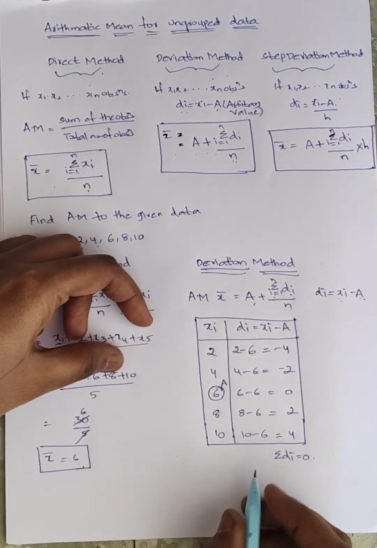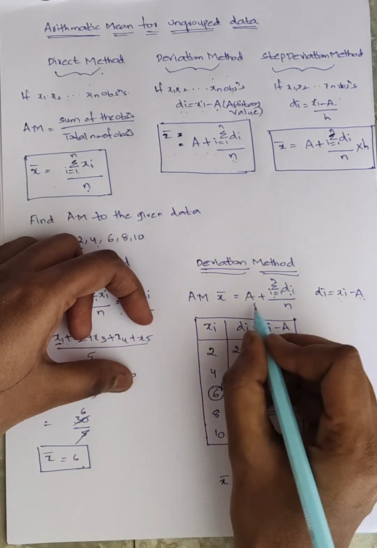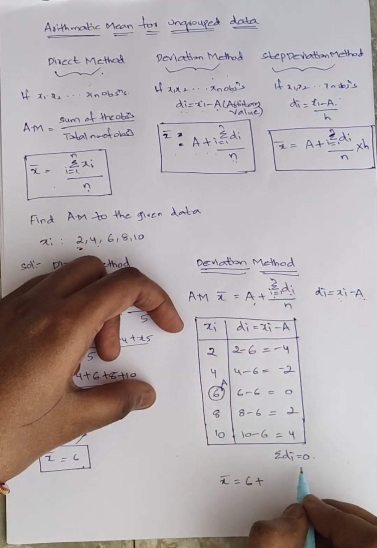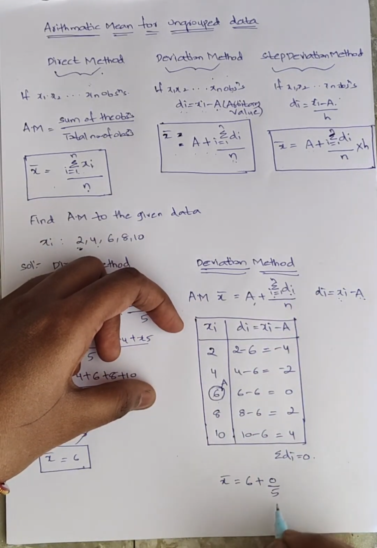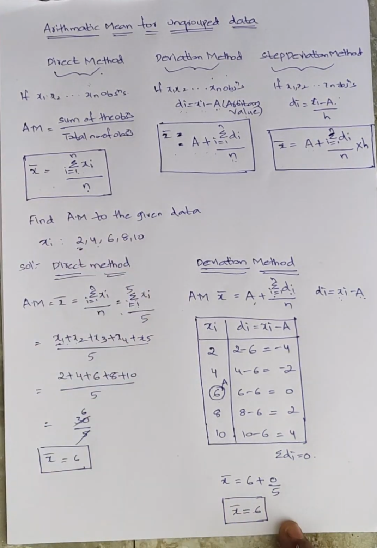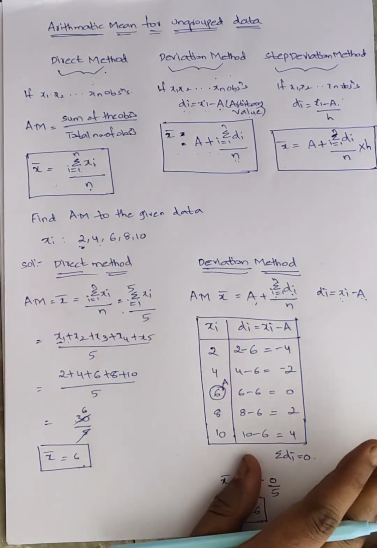Now substitute in the formula. X bar is equal to a, a is nothing but 6, plus summation di value is 0 we got. So this is 0 only. So x bar is equal to 6. By using the deviation method also we got the mean value as 6 only. Now let's do with the step deviation method.